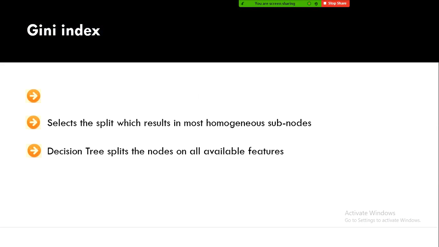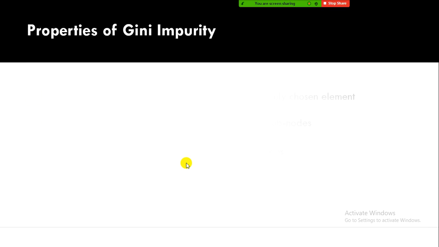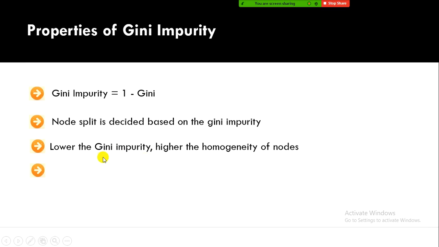The definition a little bit, because you need to remember certain things. With the example, you are able to understand. What is Gini? Gini is the probability of correctly labeling a randomly chosen element. Select the split which results in the most homogeneous subnodes. Decision tree splits the nodes on all available features. Lower the Gini impurity, higher the homogeneity of nodes.